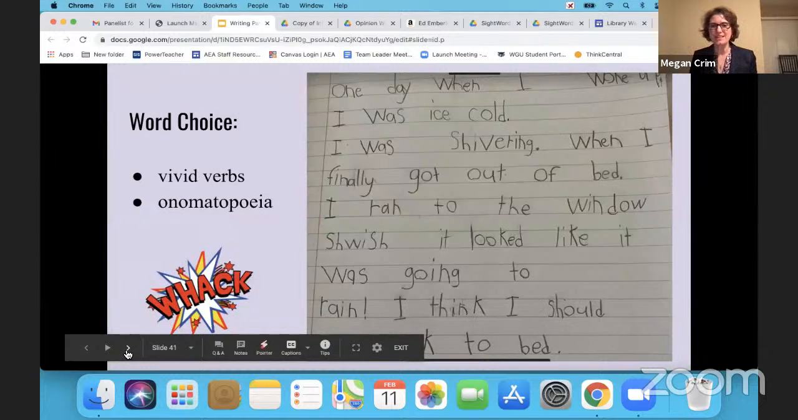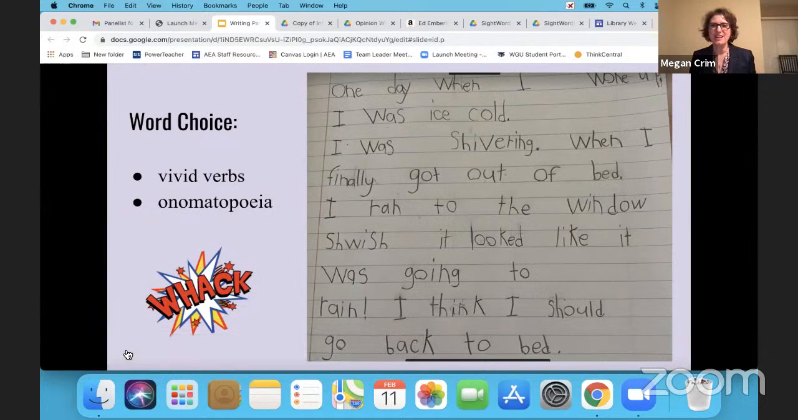So here's word choice. I love this student. We were talking about vivid verbs, so instead of run, you can use sprint. That's shades of meaning. And here's her story. One day when I was home, I was cold. I was shivering. That's like an onomatopoeia and a vivid verb. When finally I got out of bed, I ran to the window. Swish! It looked like it was going to rain. I think I should go back to bed.